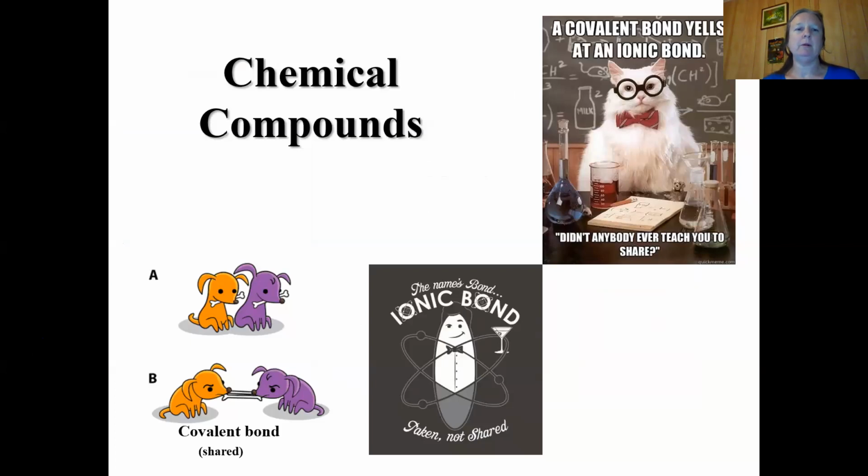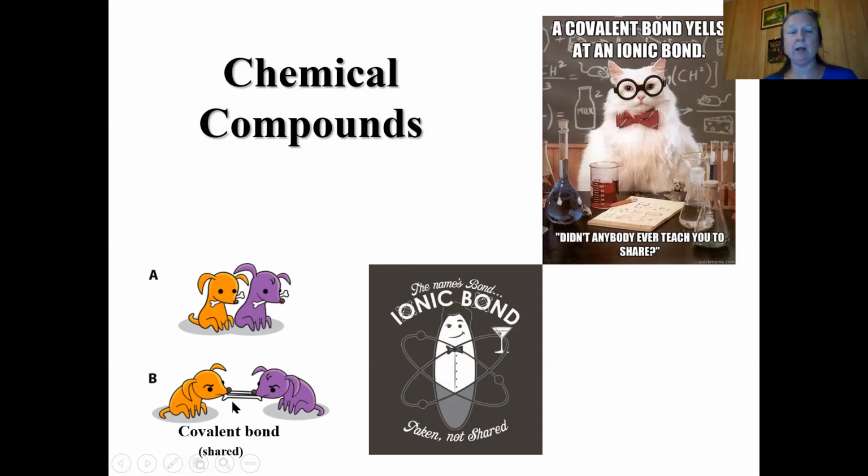So we're talking about chemical compounds, chemical molecules. Remember, a molecule is two or more atoms bonded together chemically. It does not matter if they're the same or different. Compounds, however, are two or more different atoms. And the primary types we're going to learn about this semester are ionic bonds and covalent bonds.